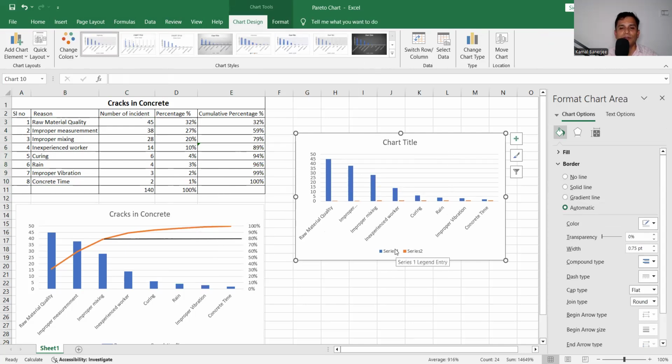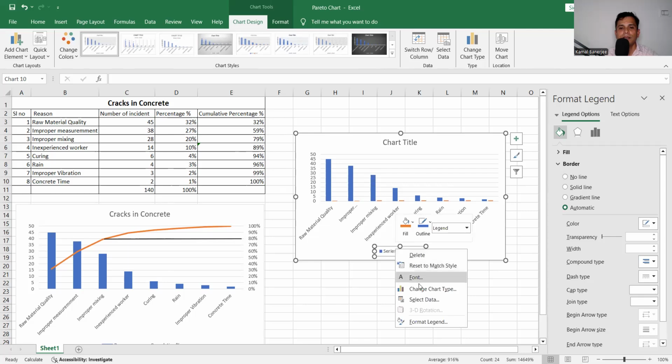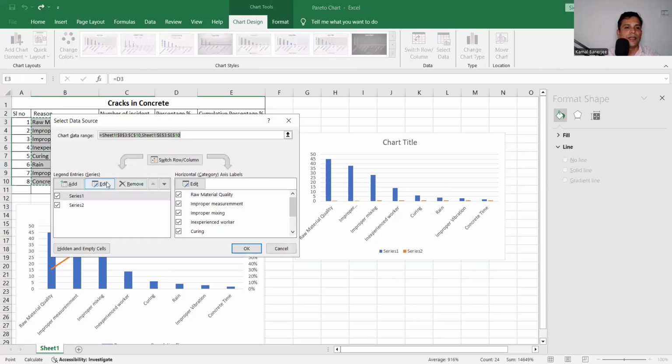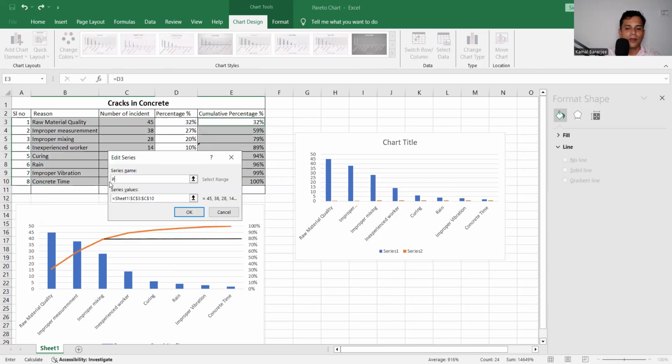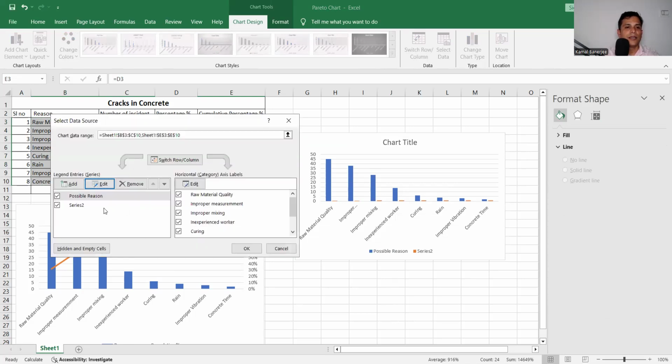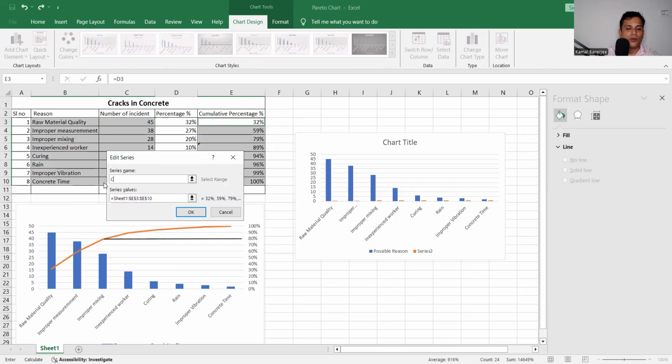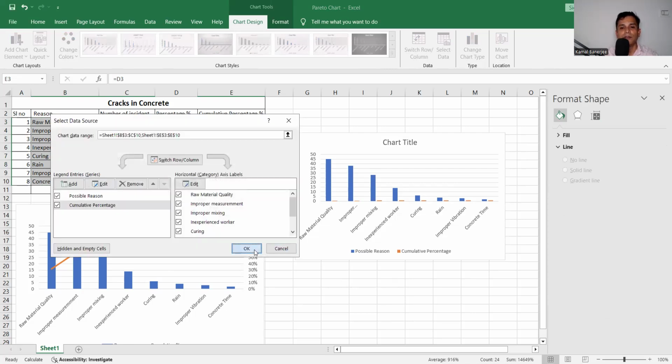We can change this one also. Let me change series one. Edit. That is possible reason. Okay. This series two, edit, cumulative percentage. You can make any name as per your choice. Okay, so that is finished.